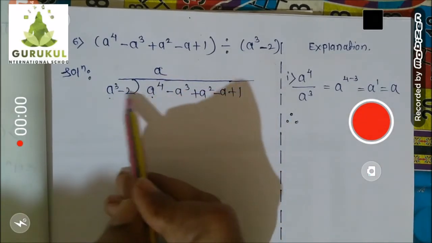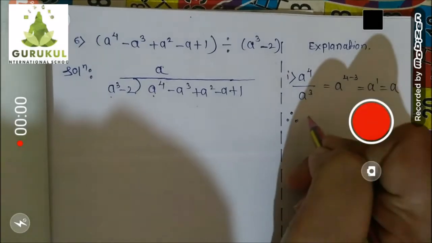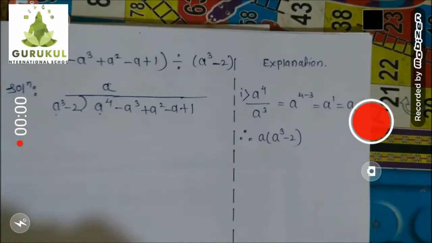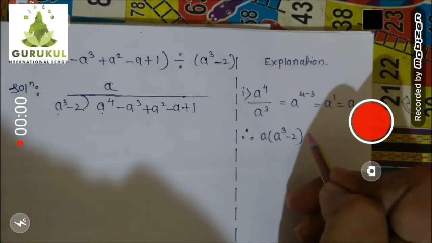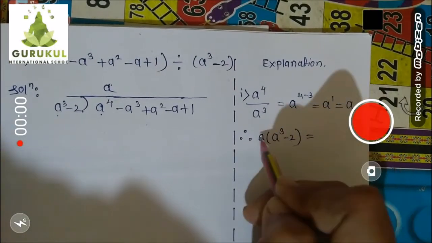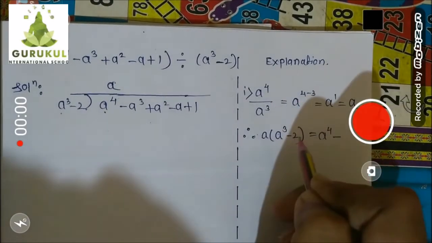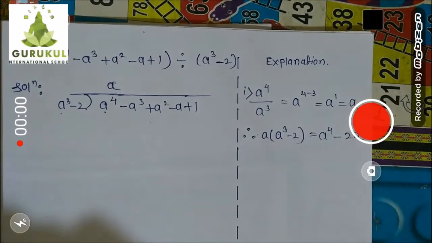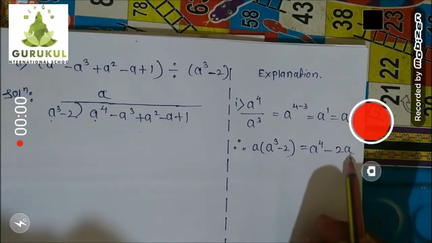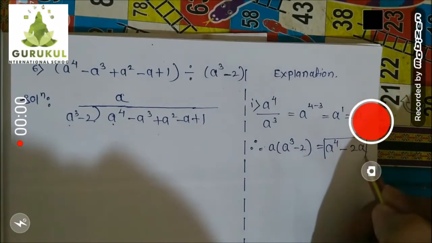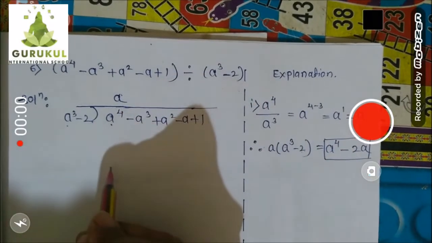So a into this divisor, a multiplied by a cube minus 2. Okay, so what we will do? Monomial into binomial. A into a cube, a raised to 4 minus a into 2, 2a. Okay, so a raised to 4 minus 2a, this product I will write down below the like terms.